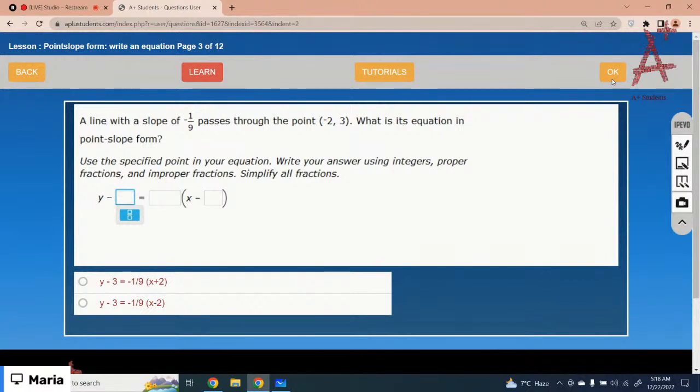A line with a slope of negative 1 by 9 passes through the point (negative 2, 3). What is its equation in the slope intercept form? So which of the options is the correct one? Option number 1 or option number 2? Option number 1 is the correct one, isn't it?